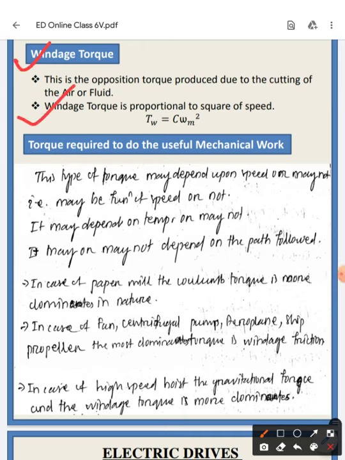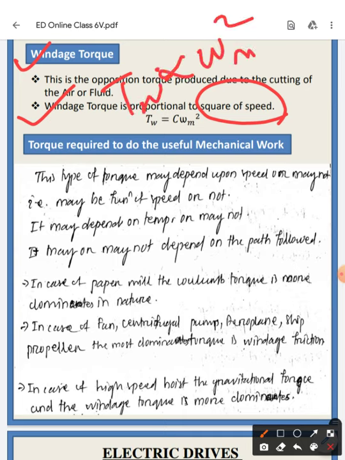So Windage torque is proportional to the square of the speed, and it is equal to C omega m squared. So C is the constant here.